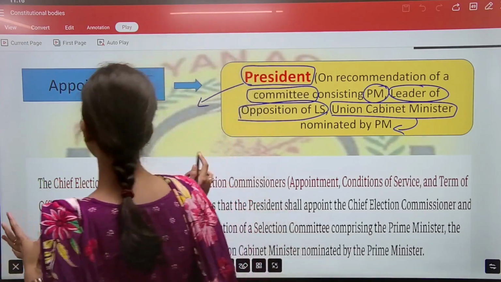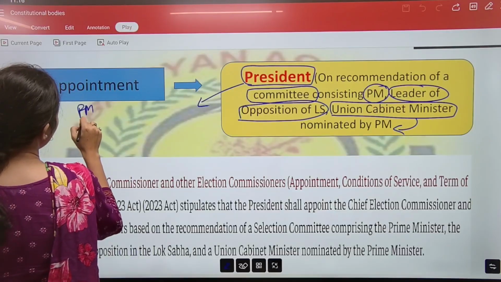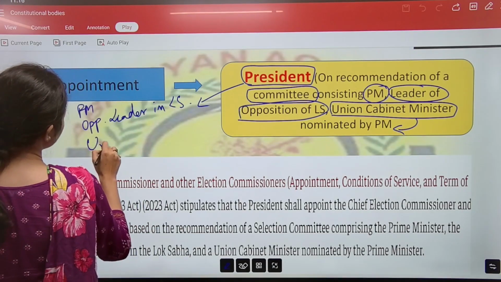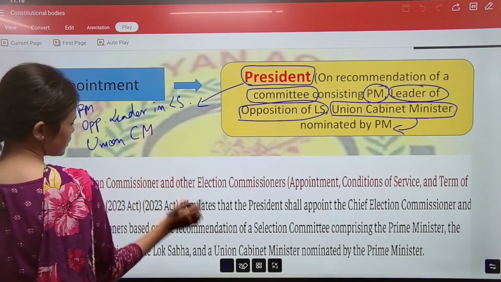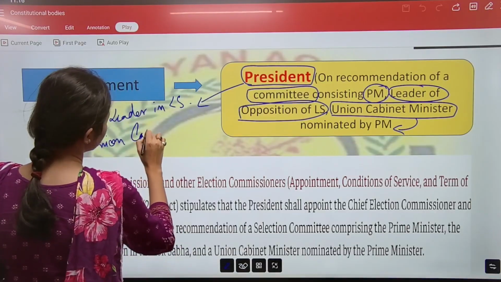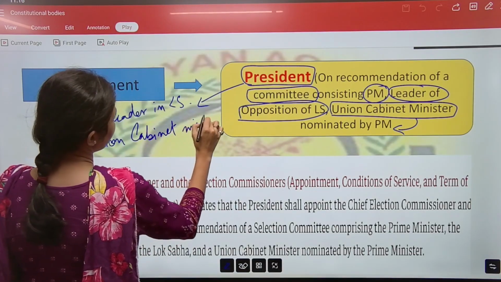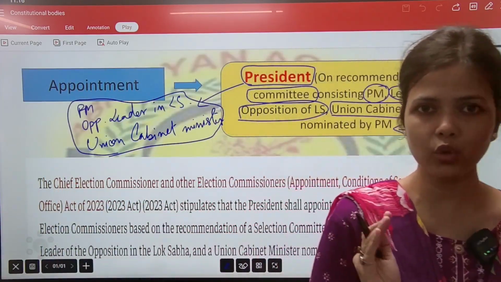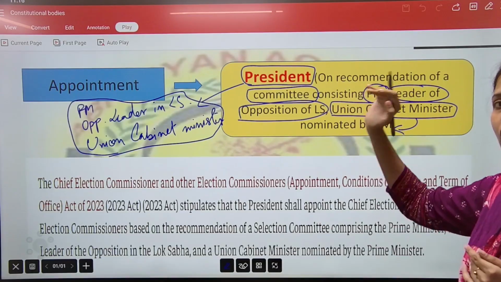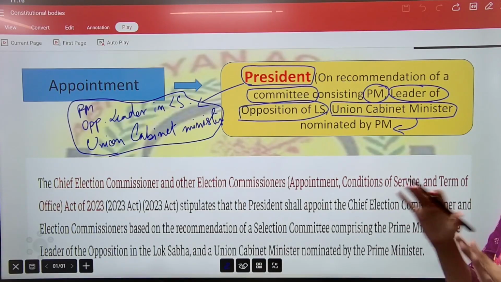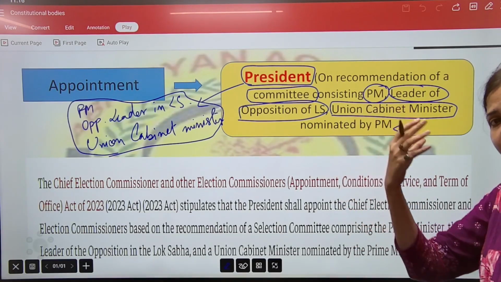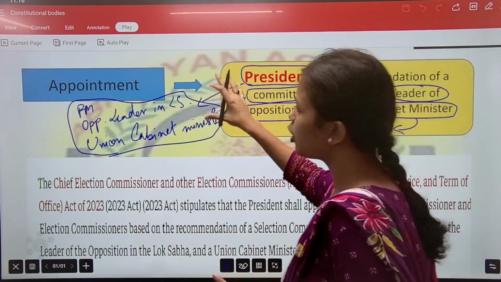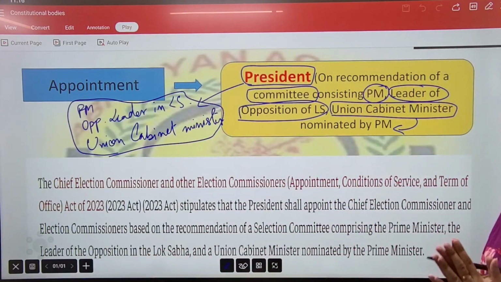See, who will be in that appointment committee? One is the PM, one is the opposition leader in Lok Sabha, and a Union Cabinet Minister. This is not Chief Minister, understand it as Cabinet Minister. These three will recommend a name, and that name has to be appointed as the CEC or EC by the President of India. It is not the President's discretion to appoint someone through their own choice. It's up to the President of India to follow the name recommended by these 3 positions.